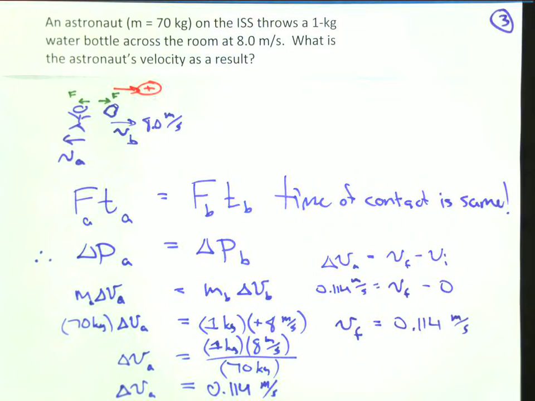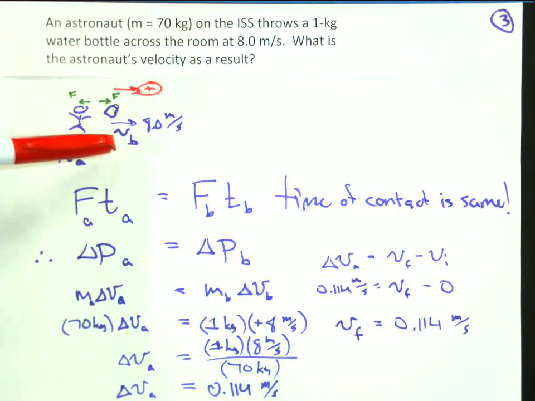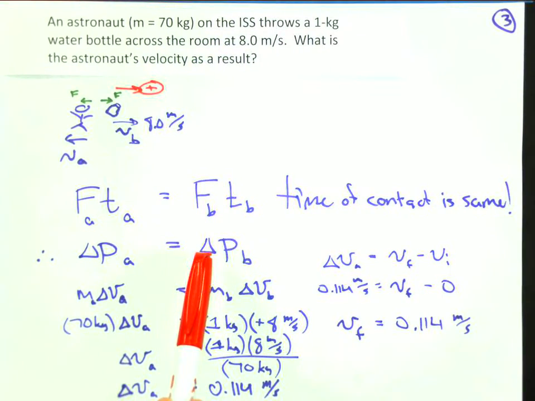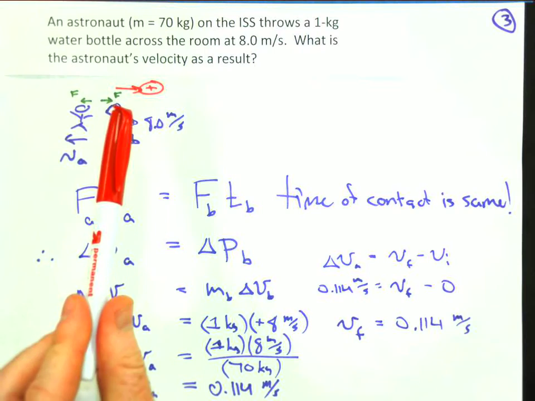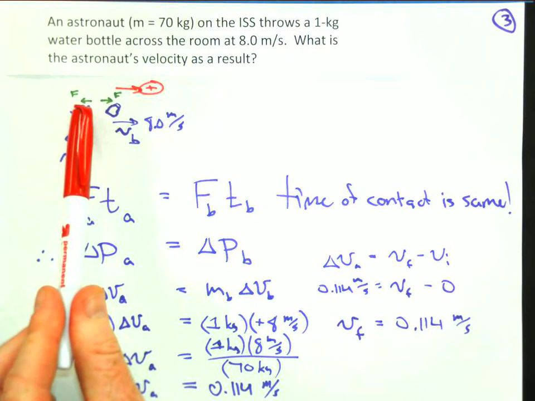So look at this. I've decided that positive is to the right. So this velocity of 8 meters per second of the bottle is positive. Here's where I went wrong. Look at this force acting on the bottle. That's in the positive direction, right? So the force on the bottle is positive direction. Well, what about the force on the astronaut? That's in the negative direction.